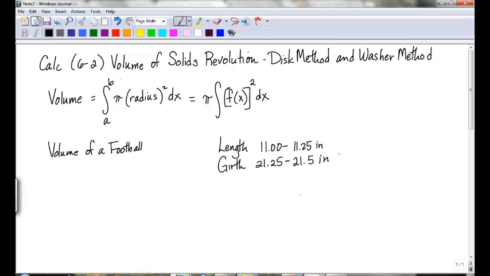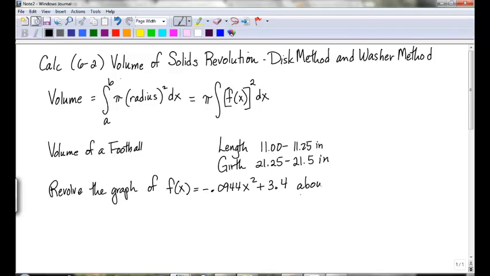Okay. If you take this equation, we're going to revolve the graph of f of x equals negative 0.0944 x squared plus 3.4 about the x-axis, where x is less than or equal to 5.5 and greater than or equal to negative 5.5.